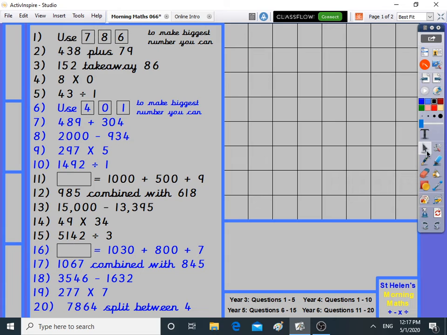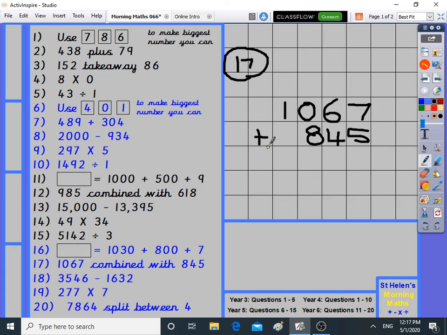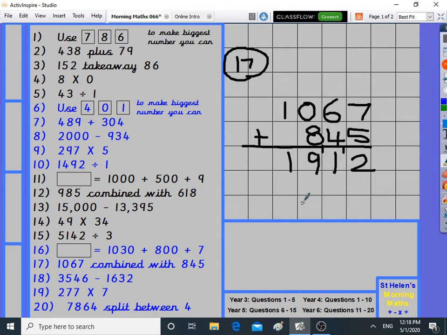Number 17 is a combined question, which hopefully you know by now means plus. Combined will mean plus. 1,067 plus 845. Easy addition for year 6 as long as you're careful. Don't want to get it wrong though. 7 plus 5 is 12. Carry the 1. 6 plus 4 is 10. Plus 1 is 11. 8 plus 9 is 1 and 1.